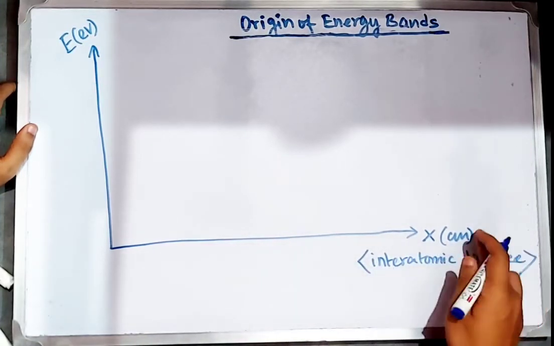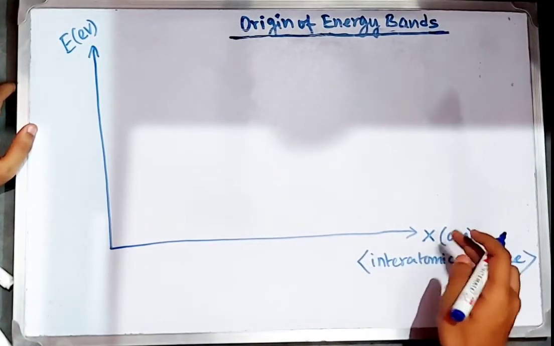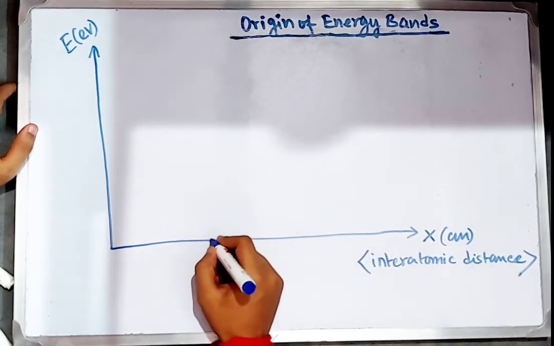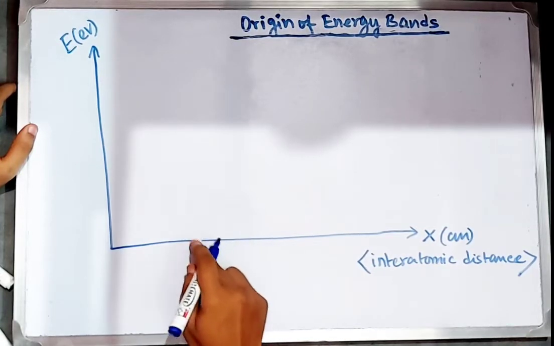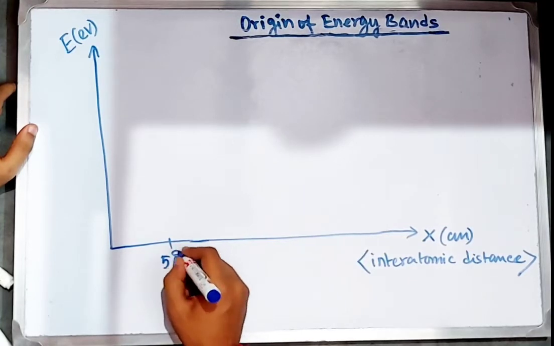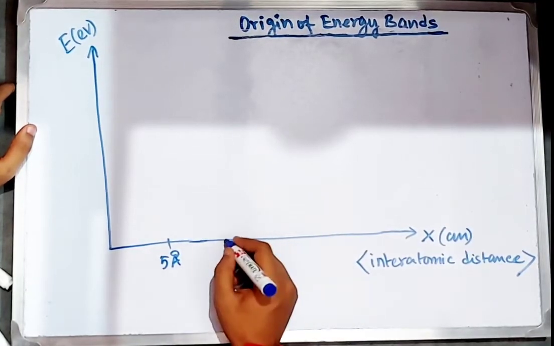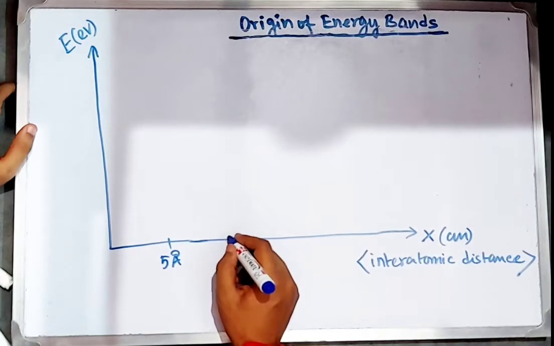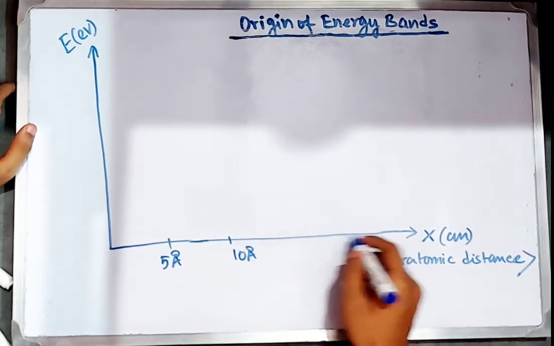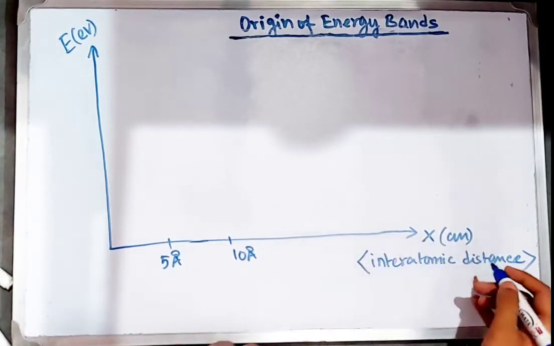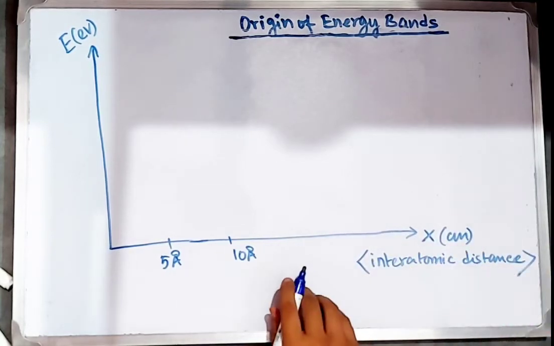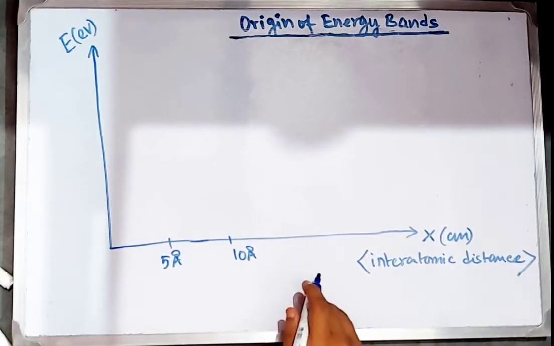So if we talk about the interatomic distance, we will point out this is our 5 Angstrom, this is our 10 Angstrom, and all these values are in centimeter.